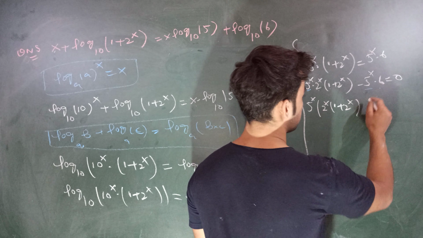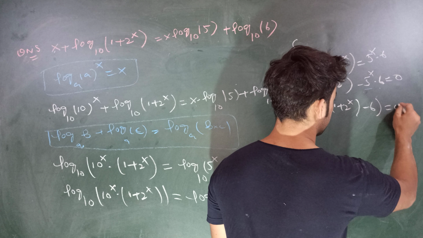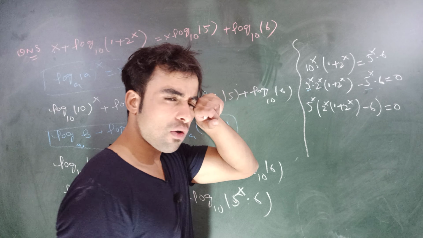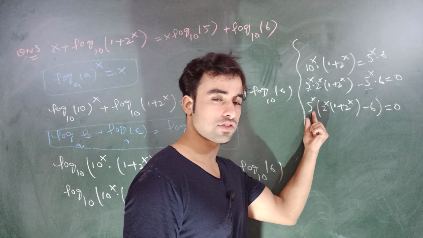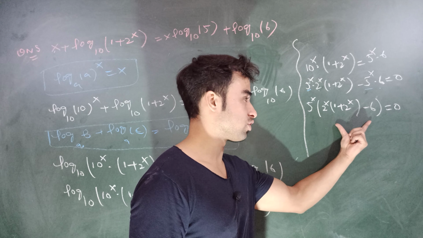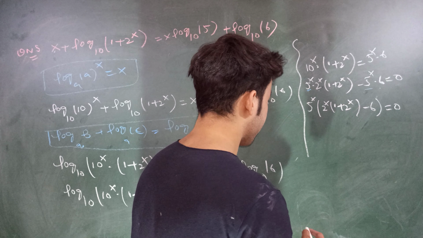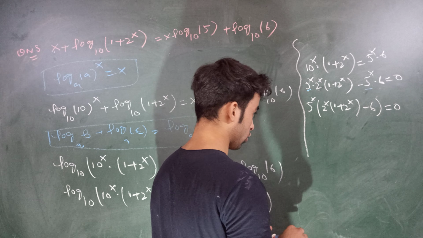Now that means I'll be left with minus 6 equals 0. Now I know that either this bracket has to be 0, either the first thing has to be 0, or this bracket has to be 0. But wait a minute, 5 to the power of x can never be 0. You might be saying why?